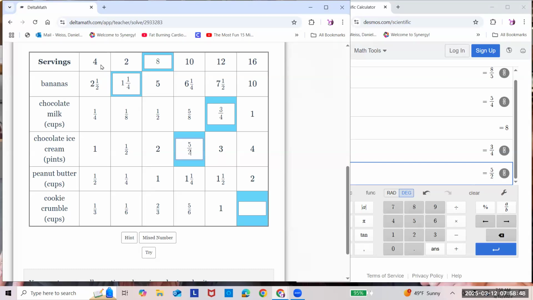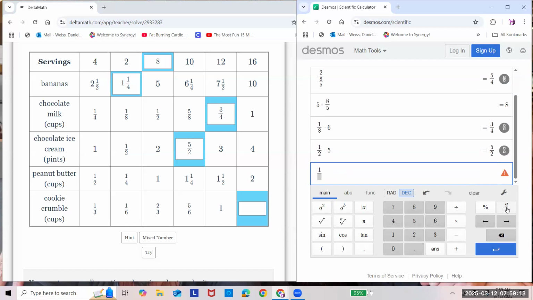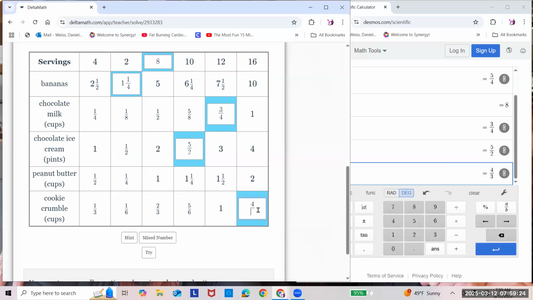All right. Over here, 4 times 4 makes 16, right? 4 times 4 is 16. So I'm going to do 1/3 times 4. 1/3 times 4 is actually 4/3. 1/3 times 4 is 1.333, but that's 4/3 or 1 1/3. So I'm going to put 4/3 here. 4 divided by 3. Okay.